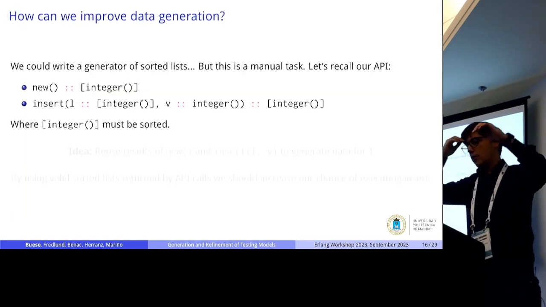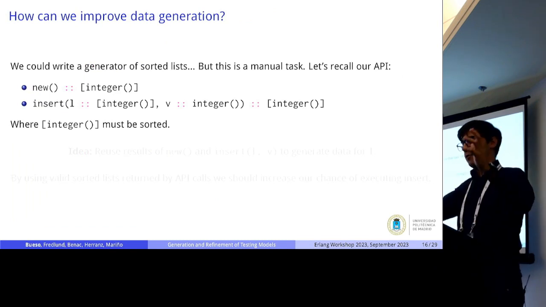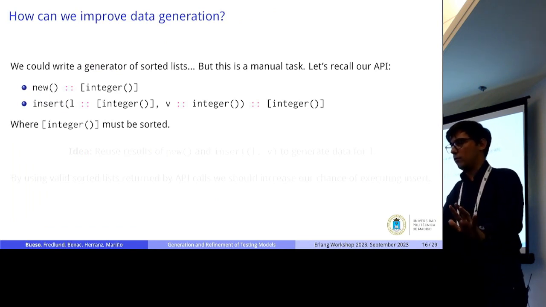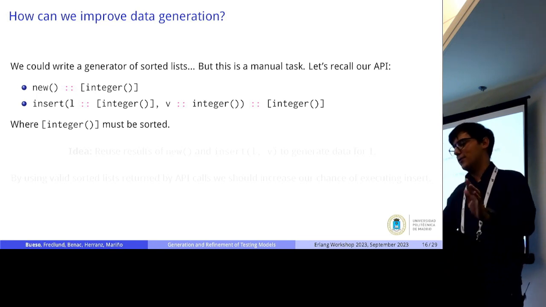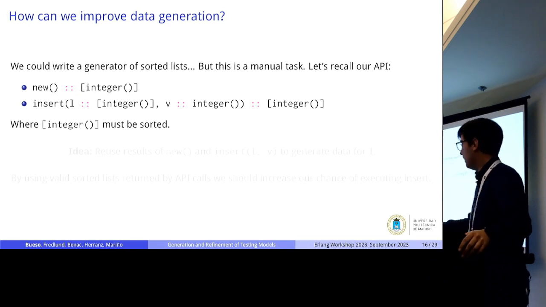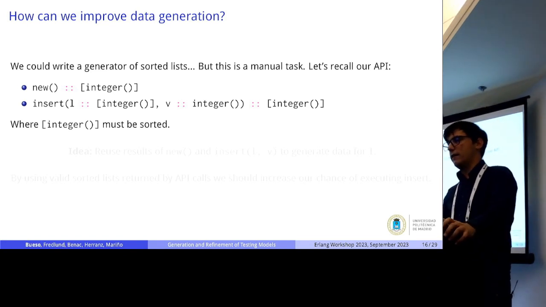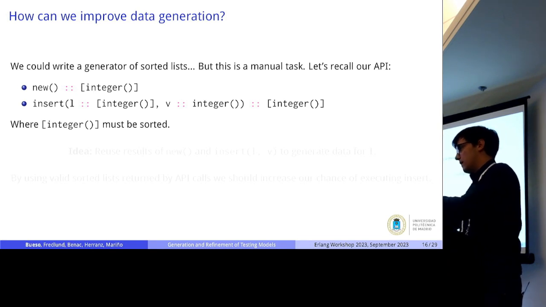So how can we improve data generation? The obvious, traditional way would be to write a generator for sorted lists. But this is a manual task, and it's not really easy to generate this kind of data. So let's recall our API. In our API, we have two functions, one that constructs data, and another function that modifies this data.